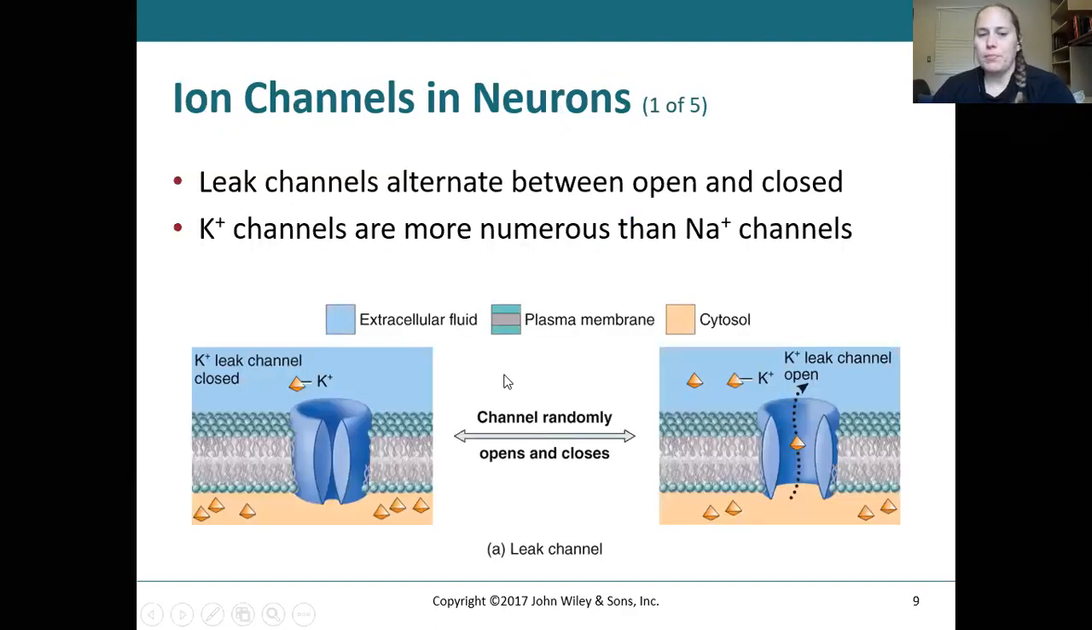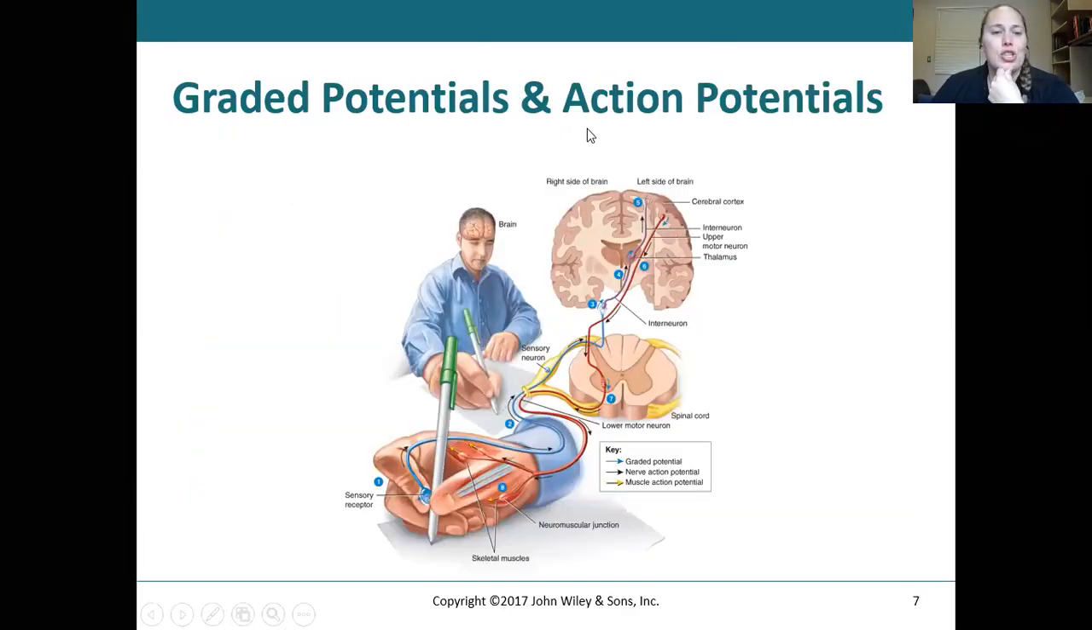Okay, so, overlapping with the last lecture, graded potentials and action potentials. Here you can see the sensory receptor. Again, this is a pressure receptor. So this pressure receptor has a nerve action potential that's firing. You can see that because it's a black arrow. Once it gets to this little neuron right here, you can see that it's changed into a graded potential, meaning it's a little bit sub-threshold, and that's being sent all the way up to the left side of the brain.